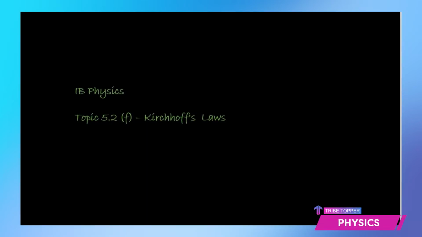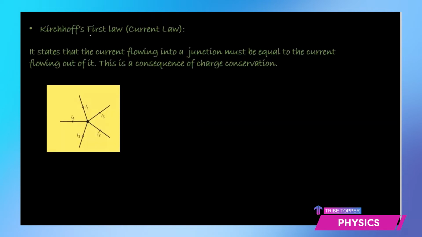In this video session, you are going to learn about Kirchhoff's laws. Kirchhoff's first law, also called the current law, states that the current flowing into a junction must be equal to the current flowing out of it. We often consider it to be a consequence of charge conservation. That means whatever was the total charge before any event, the total charge after the event also has to be the same. So whatever amount of current enters, the same amount of current will leave the junction.